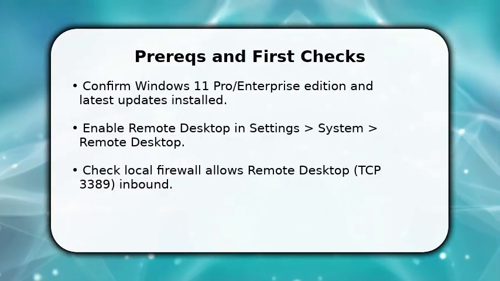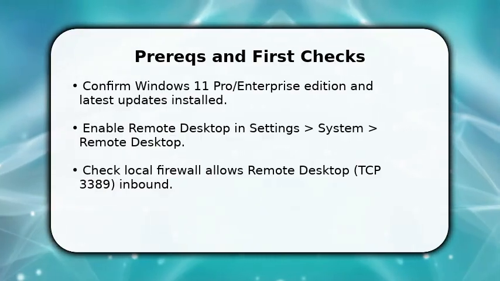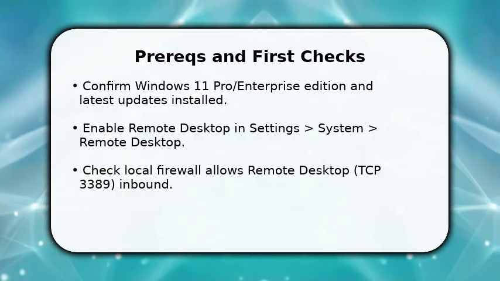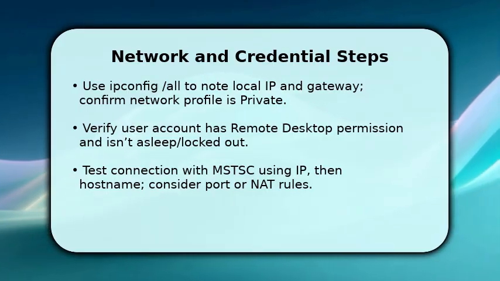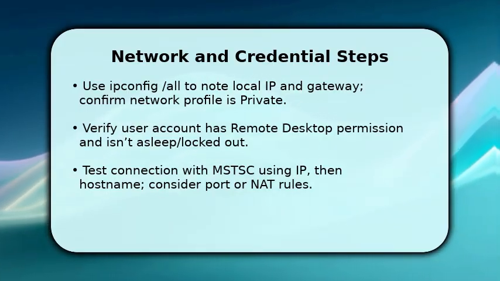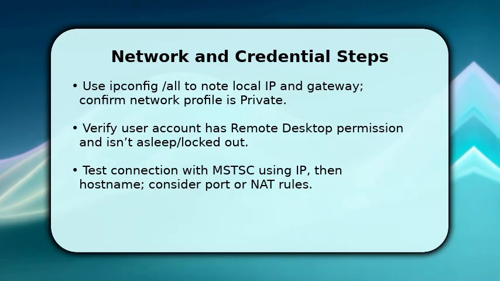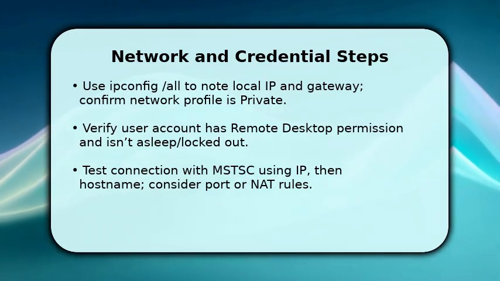Now you dig into the network and login path. Run ipconfig /all to find the host IP and ensure the adapter is set to a private network so discovery and firewall rules apply. Make sure the user account is allowed under Remote Desktop Users and that it has a password. Windows blocks blank passwords for RDP.